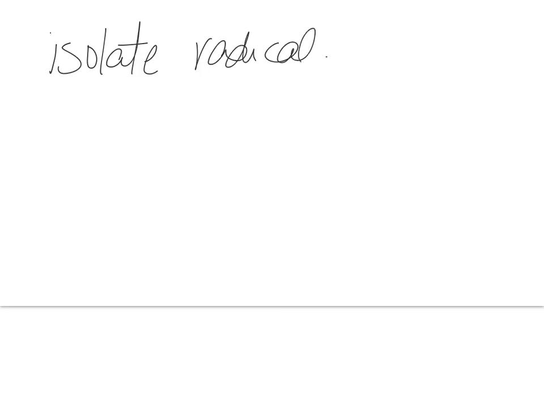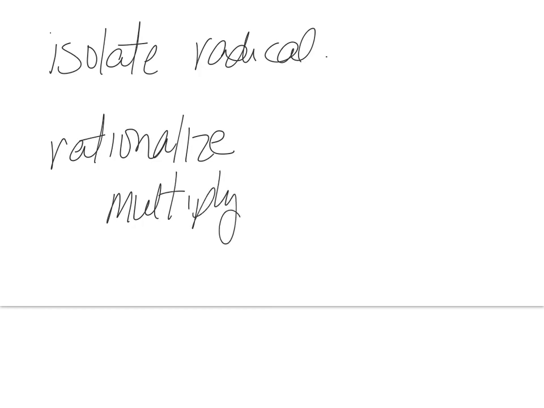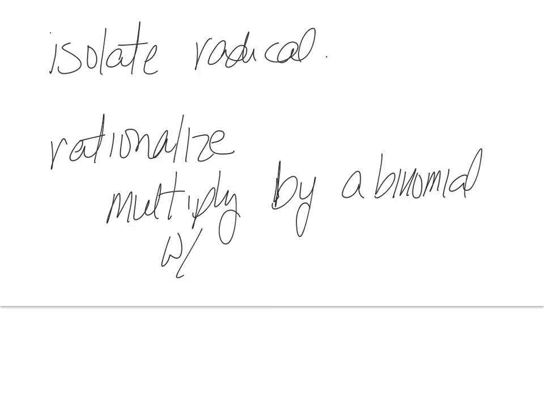All right, that's it. We learned to isolate the radical to solve. We also learned to rationalize expressions, and sometimes we multiply by a binomial with the opposite signs. That's it for today.